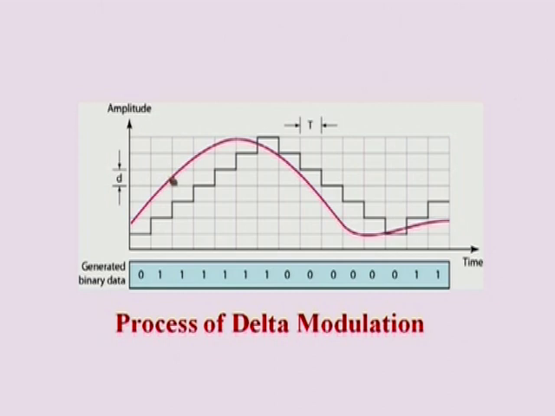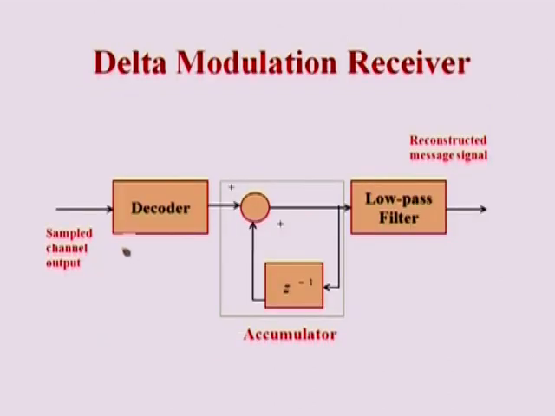So, this block diagram shows the receiver for the delta modulation. Here the first block is a decoder, and the next block is an accumulator. This accumulator has one feedback path, that is, the output is delayed by 1 unit and added again, and then it is passed through a low pass filter.